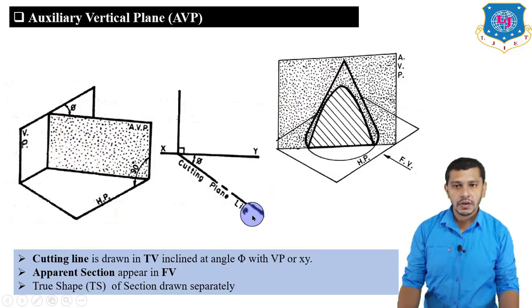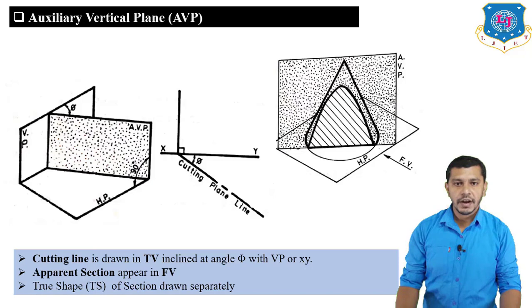So here you can see that we have taken the cutting plane line in the top view, inclined at an angle of phi to the XY reference line, and the apparent section appears in the front view. The section that appears in the front view is known as the apparent section. And again, the true shape of the section is drawn separately, in a plane which is parallel to the cutting plane. Now let's try to solve the examples of section of solid by using all this information.